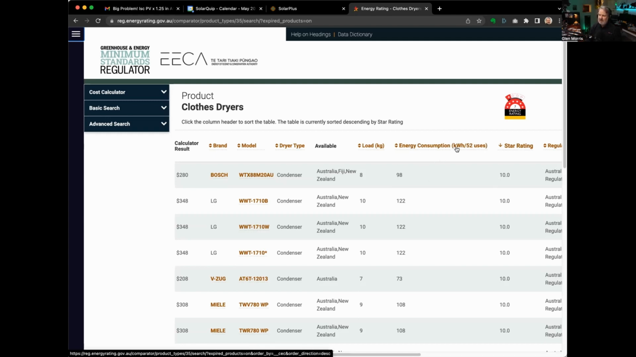And as you can see, kilowatt hours per year, 52 uses. So presumably you're washing once a week. That's only 98 kilowatt hours for the whole year.